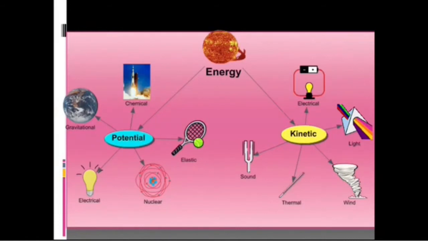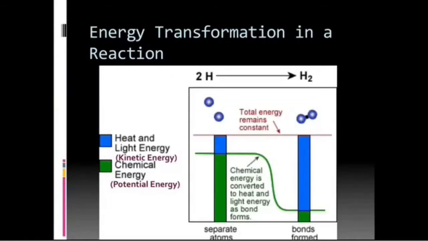So just to review, we have two main types of energy, potential and kinetic. Potential has several little subcategories. We can have chemical potential energy, gravitational potential energy, electrical, nuclear, or elastic potential energy. On the kinetic side, you can have light energy, electrical energy, sound, thermal, or wind energy. Those are just some examples of types of energy that have motion.